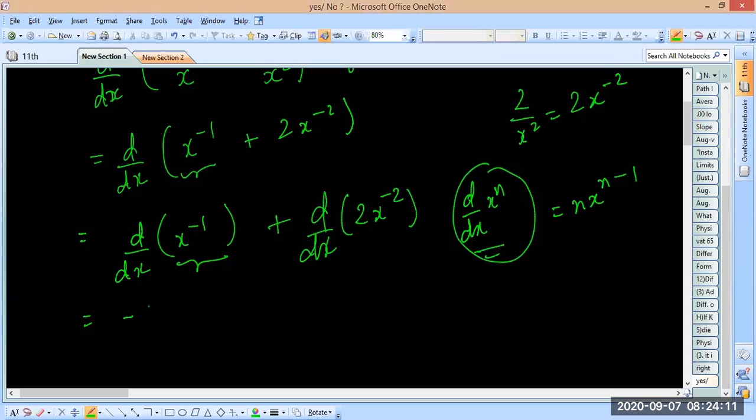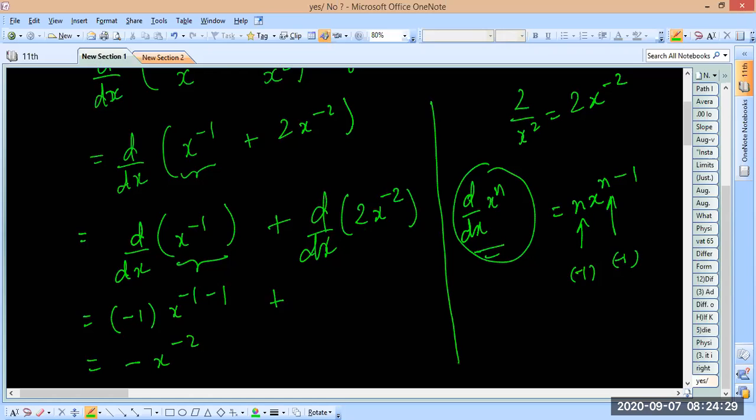So this is minus 1 x raised to minus 1 minus 1. I'm just using this formula. What is n? n is minus 1. Put minus 1 at both places, right? So this term will become minus x raised to minus 2. And now let's go to this one, plus. Let's go to this one.